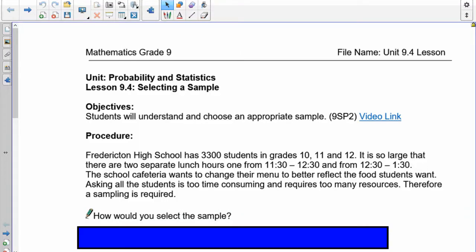Welcome, Grade 9, Lesson 9.4. We've been doing a lot of discussion on samples versus census and when to do each one. Now, what I want to do now, though, is talk about the different types of samples that are available for you to choose from. So let's take a look here.